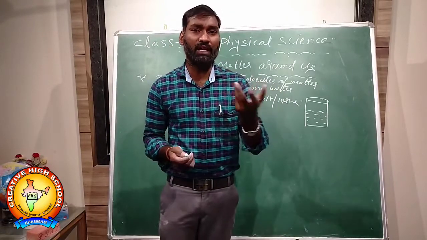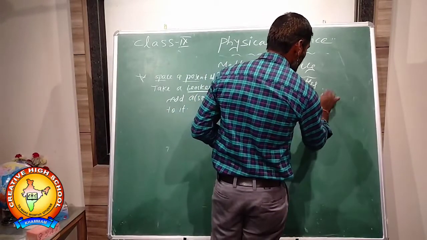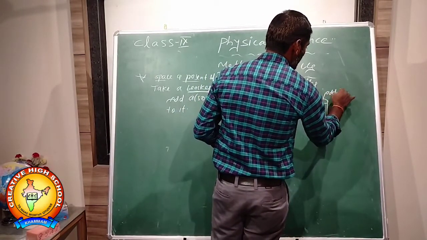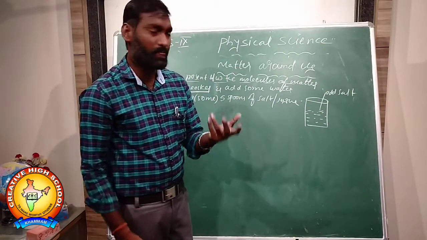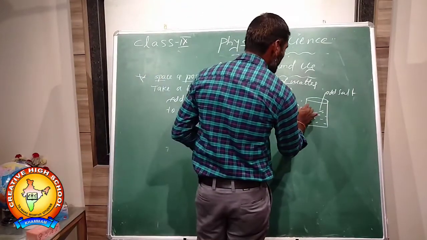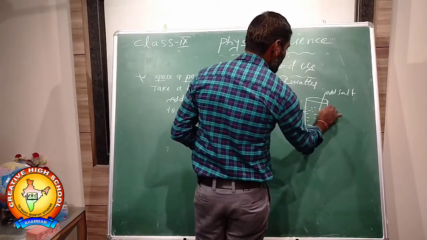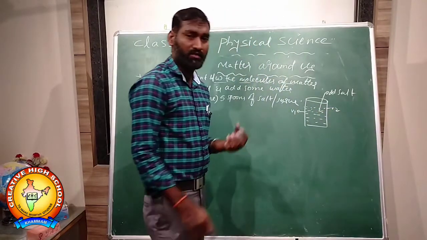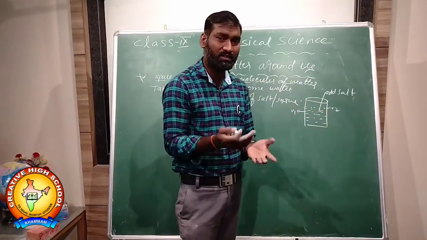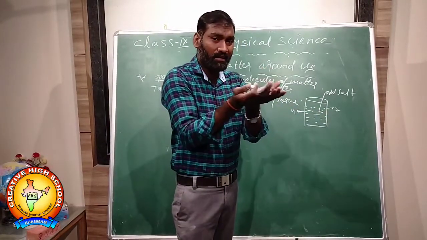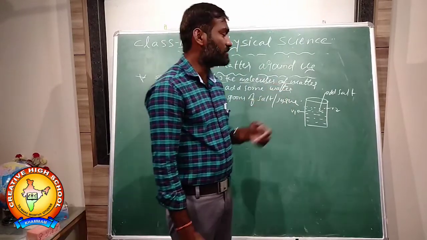What do we observe about the level of the water after adding salt? Has the water level decreased or increased? The water level has increased up to here. Initially it is V1, and after adding salt it is V2. So the water level is raised. Why is the water level raised? Because we are adding some salt to it.